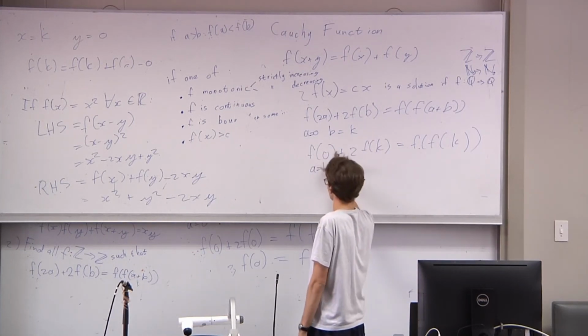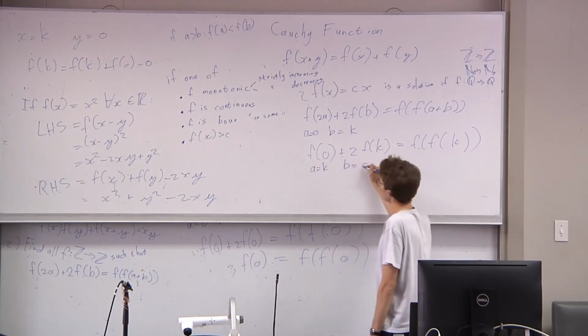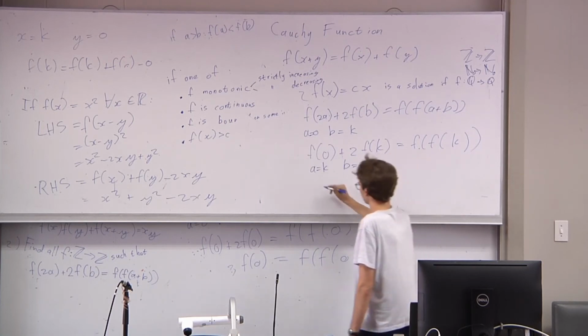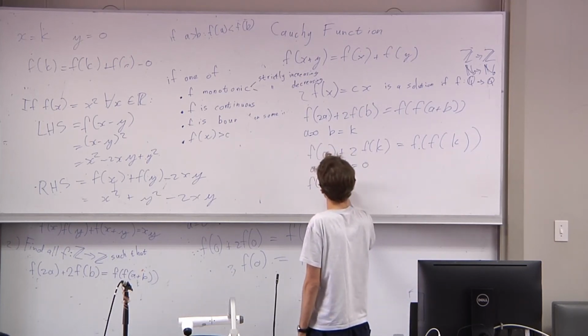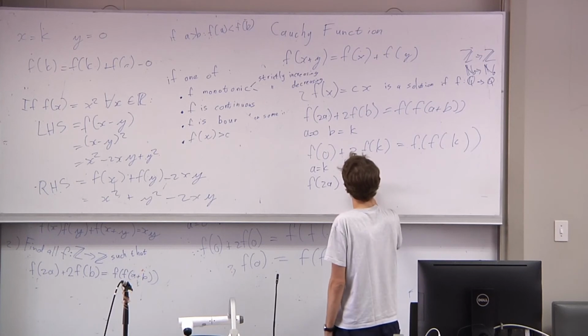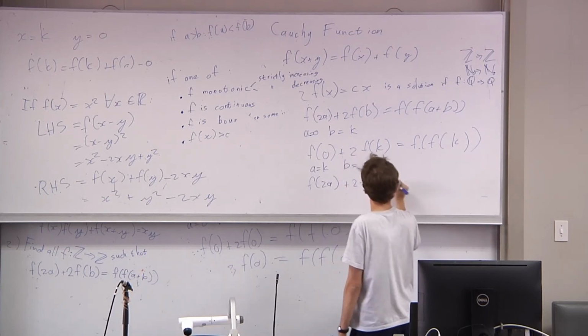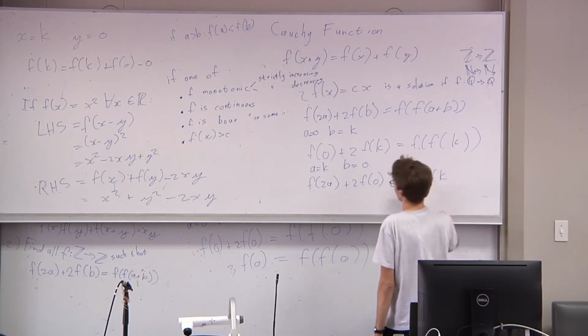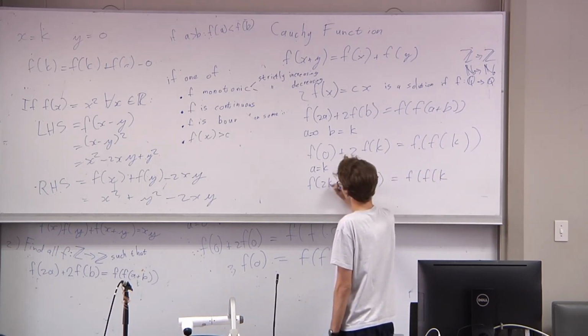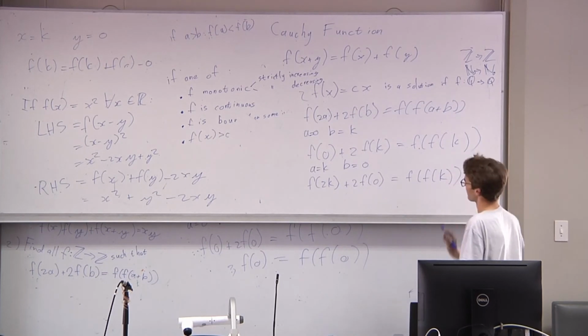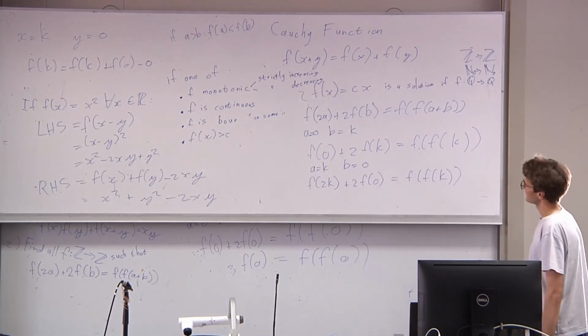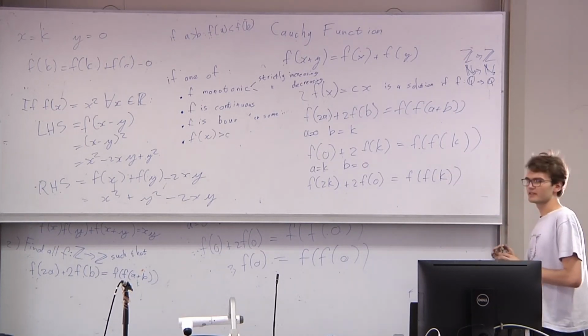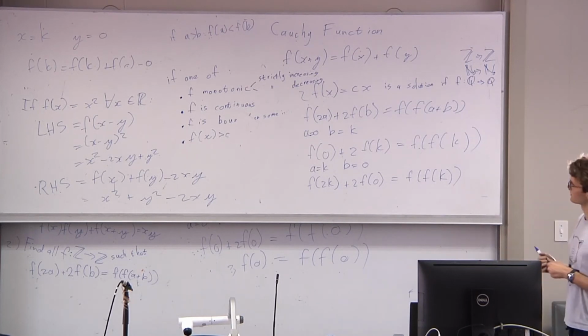So if a equals k and b equals 0, well, you get f of 2a plus 2f of 0 is f of k over there. Okay. Again, that doesn't seem super useful.